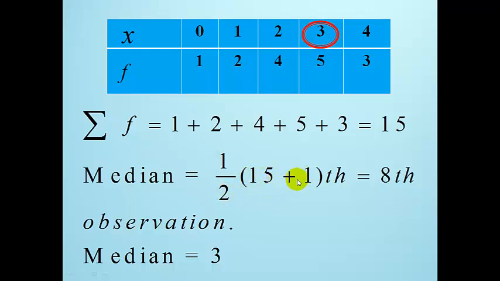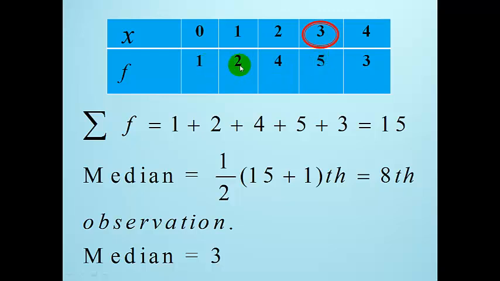So half of 16 equals 8, and that's the 8th observation. So we start to count. We start to add the numbers from 1 till we get to the 8th observation. So 1 plus 2 equals 3. 3 plus 4 equals 7. And 7 plus 5 will give us 12. So the 8th observation is here.